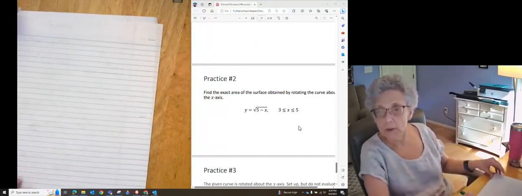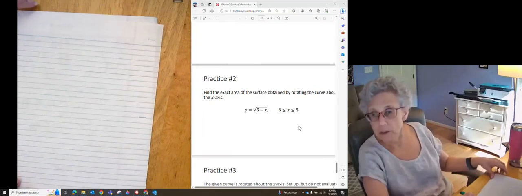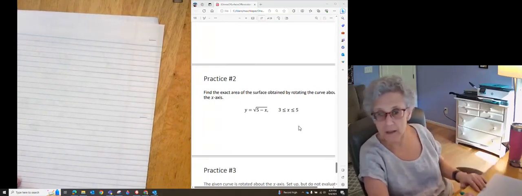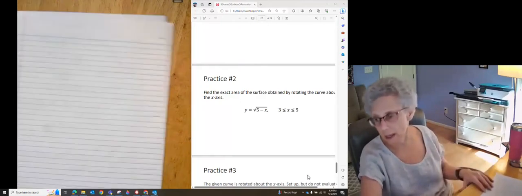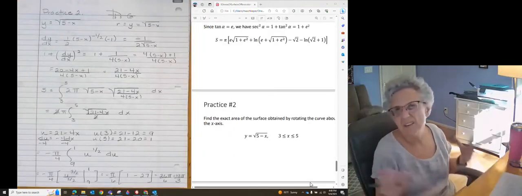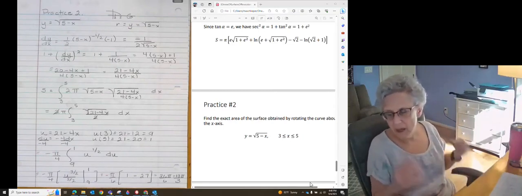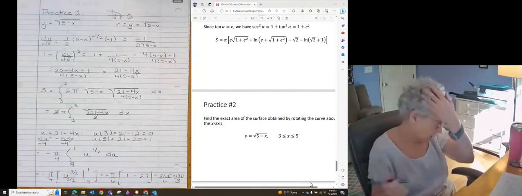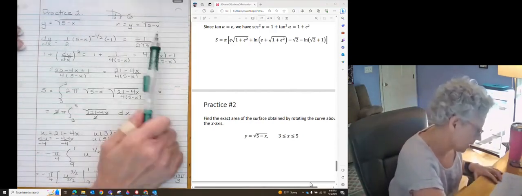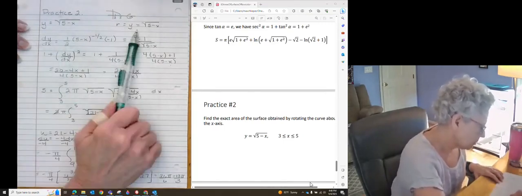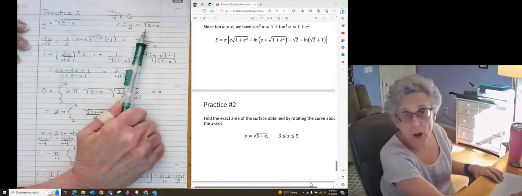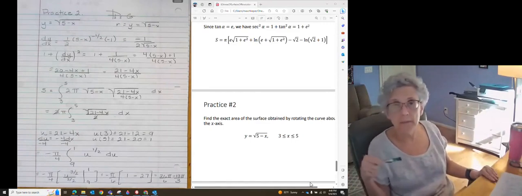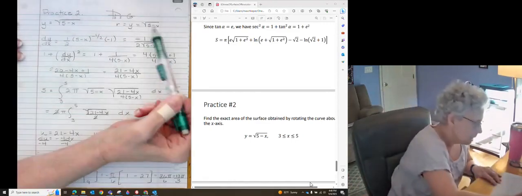Try it on your own. We have y equals the square root of 5 minus x, and we're going about the x-axis. I only did this one way. I was given x's go from 3 to 5, so I just went ahead and stuck with integrating with respect to x. So my radius was equal to y because I was revolving about the x-axis.